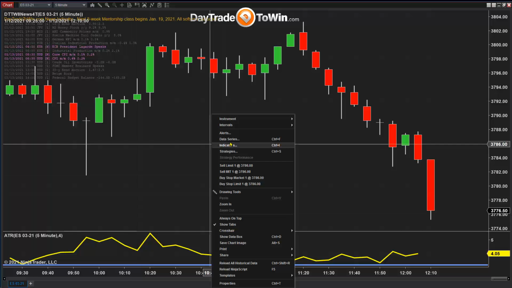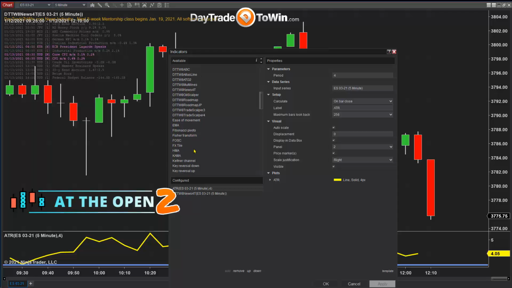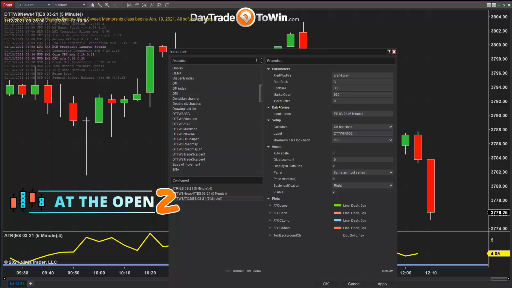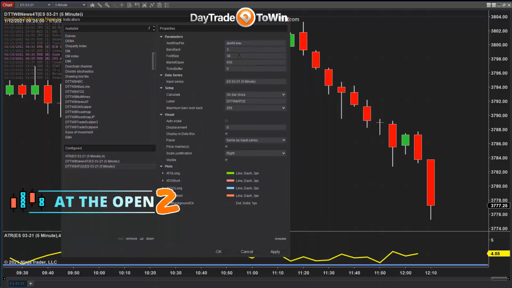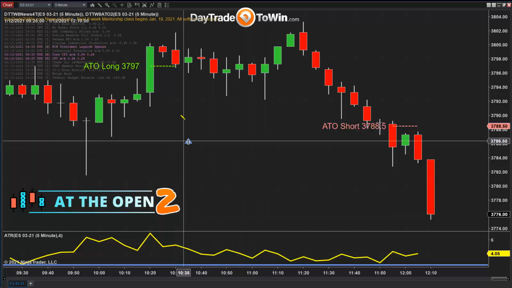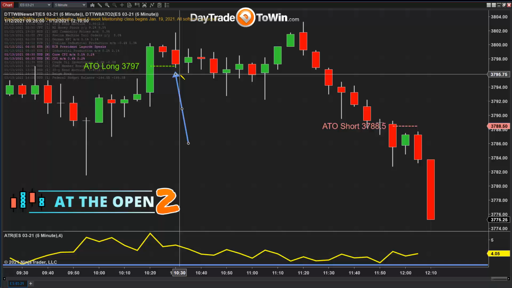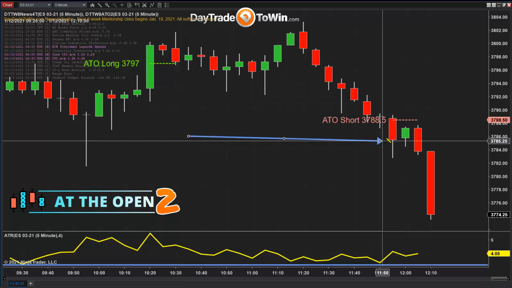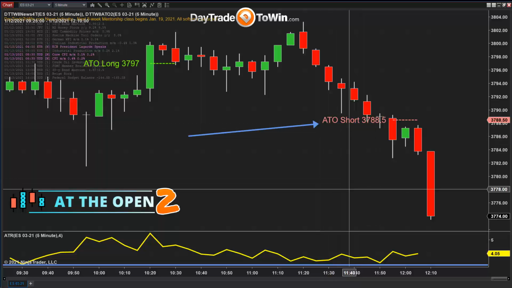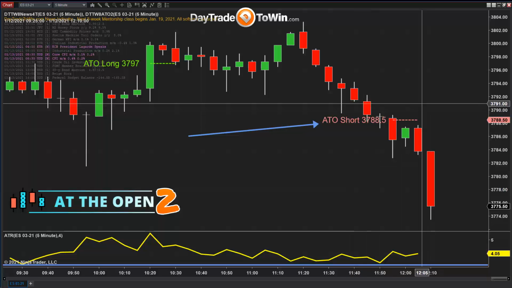So if I add here, for example, the DayTradeToWin at the open software. The software usually provides one or two signals throughout the day, but really we're going to focus on the morning for the at the open method. The two signals generated by the at the open this morning are a long here at about 10:30, and we have a short here that's also beginning to appear. The market is dropping, so it's interesting that the market is going short. 37.8850 is your opportunity to go short.